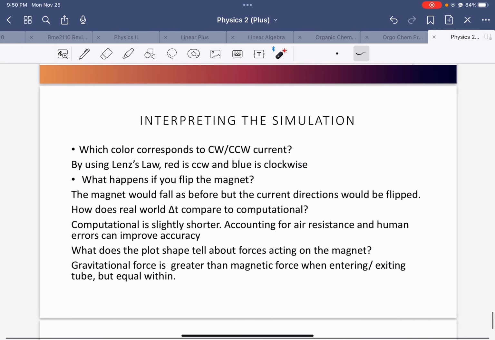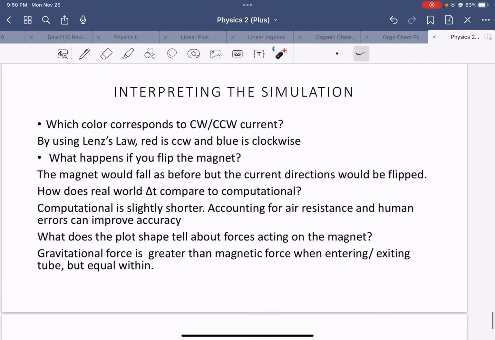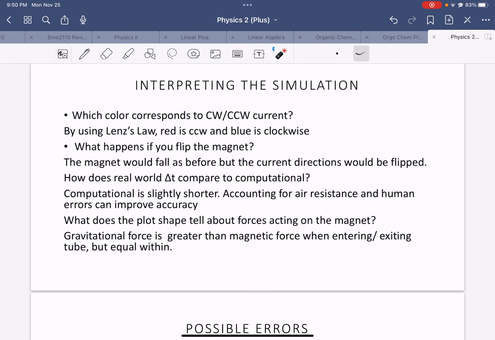And so this is interpreting the simulation. It asks which color corresponds to the counterclockwise current and the clockwise current. By using Lenz's law, red was counterclockwise and blue was clockwise. What happens if you flip the magnet? The magnet will fall as before, but the current directions would be flipped.